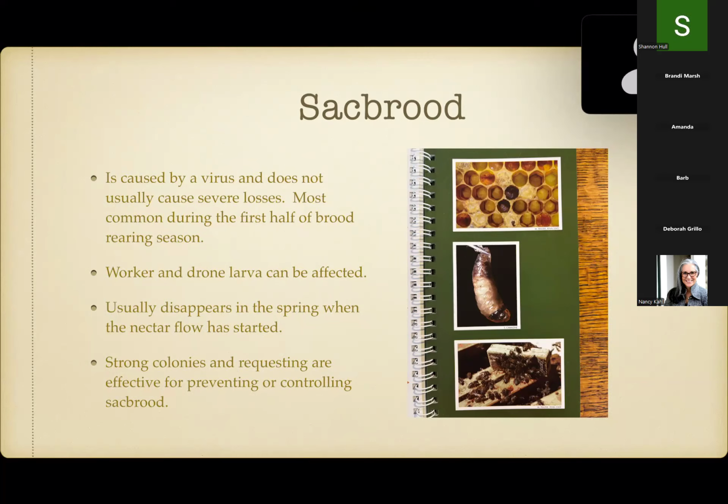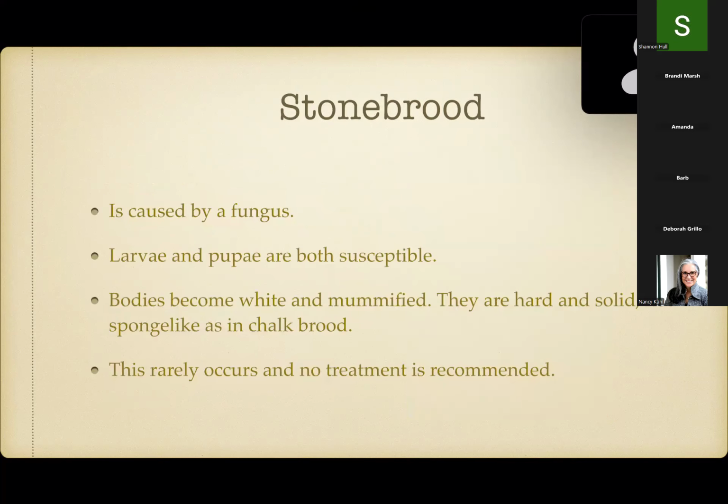What is the bad boy? American foul brood. Of all the diseases that can affect the brood in your hive, AFB is the bad boy. Rest of these guys are easy to deal with. Stone brood, same things, caused by a fungus. Larva and pupa are both susceptible. Bodies become white and mummified. How it's different from chalk brood: the chalk brood, the little larvae are white, but they're kind of soft like cotton. Stone brood, like it says, they're hard, they're solid, they're not sponge-like. Rarely occurs and no treatment is recommended.